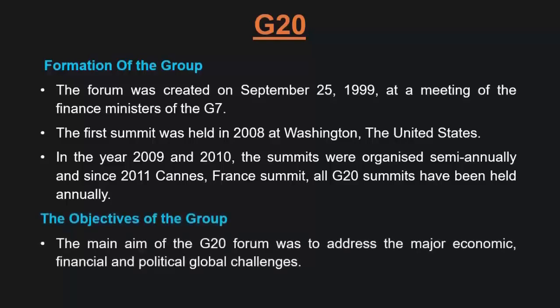Now let's see the objectives of the group. It's very important. Initially, the main aim of the G20 forum was to address the major economic, financial, and political global challenges. But after the adoption of the UN Sustainable Development Goals and the Paris Climate Agreement in 2015, more issues of global significance were added to the G20 agenda, such as economic empowerment of women, employment, healthcare, migration, and digitization.